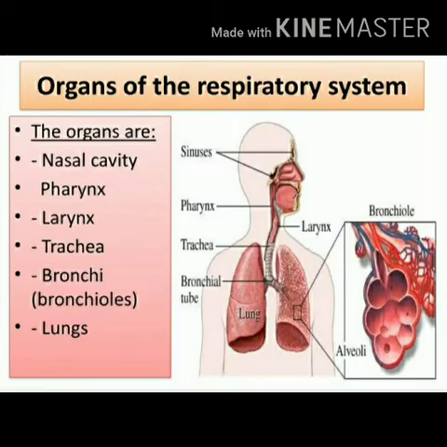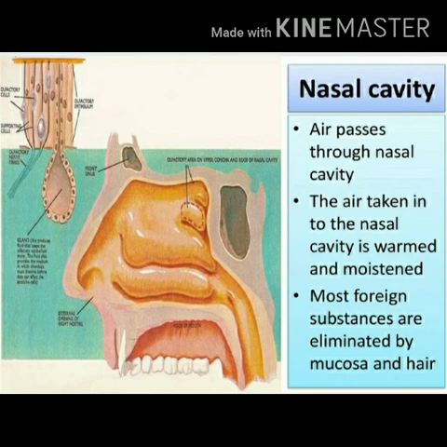Now next we discuss the organs of the respiratory system. Basically we say that the lungs are the main respiratory organs, but the lungs are connected with the external air through various organs. First is the nose, pharynx, larynx, trachea, bronchi. Now that bronchi is divided into many parts that we call bronchioles. That we discuss later on. And the last one is the lungs. So first we start with the nose, meaning the nasal cavity.